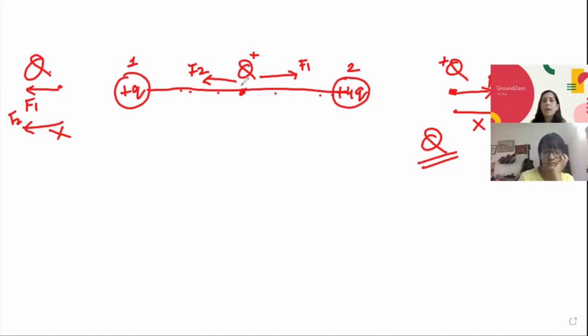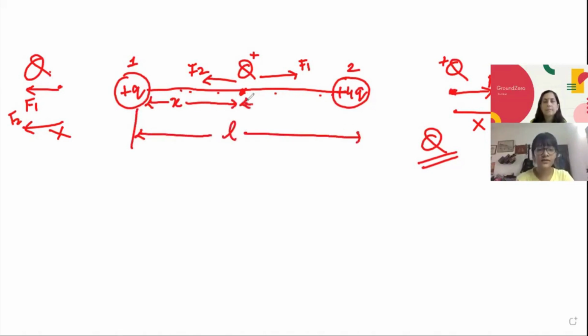But the point is now, where should I keep it? In the middle, or somewhere near to 4Q or near to plus Q? How will you decide that? Near to plus Q. Now, why did you say it should be near to plus Q? Because the force is directly proportional to the charge and inversely proportional to the square of the distance. Yeah. So because the charge Q is small, the distance should also be small.